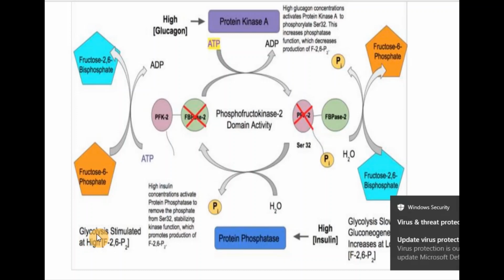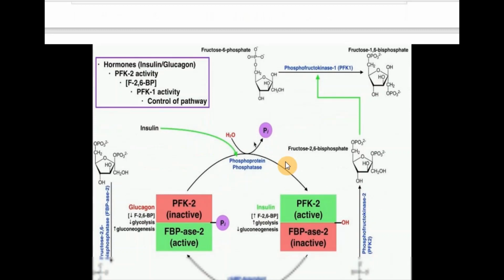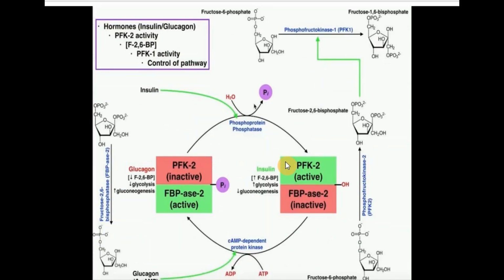So glycolysis is stimulated at high fructose 2,6 bisphosphate concentration. High insulin concentration activates protein phosphatase to remove the phosphate from the serine of the bifunctional enzyme, which stabilizes kinase function, which would promote production of fructose 2,6 bisphosphate. So that's the activity of the bifunctional enzyme to control glycolysis through covalent modification. Let's look at the last chart and see if we can also use this one to understand the covalent modification mechanism by the bifunctional enzyme.